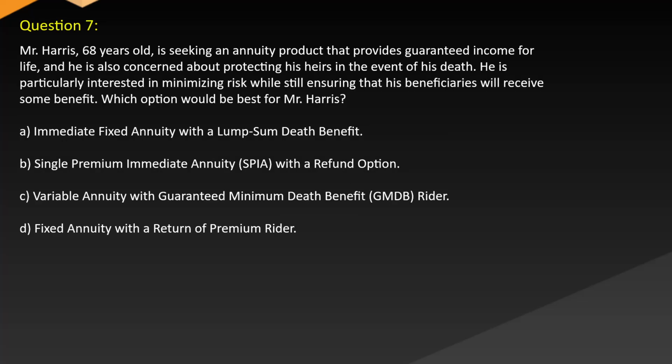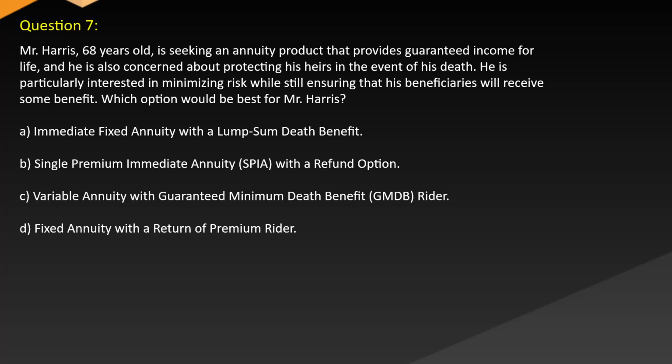Harris, 68 years old, is seeking an annuity product that provides guaranteed income for life, and he is also concerned about protecting his heirs in the event of his death. He is particularly interested in minimizing risk while still ensuring that his beneficiaries will receive some benefit. Which option would be best for Mr. Harris? A. Immediate fixed annuity with a lump sum death benefit.